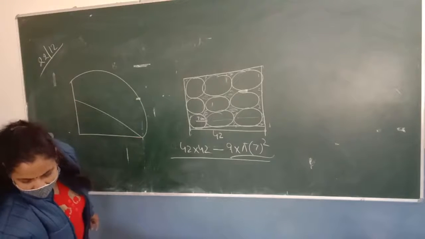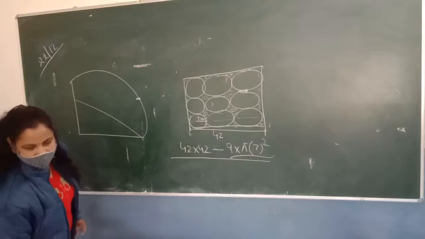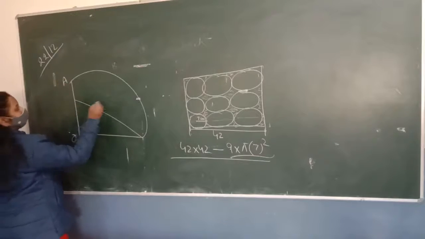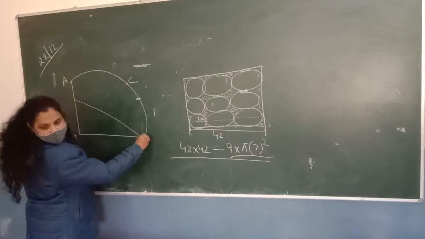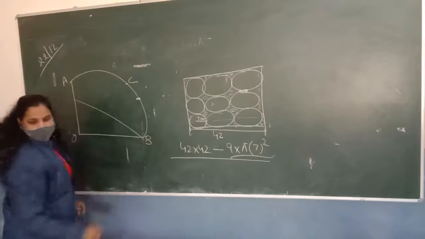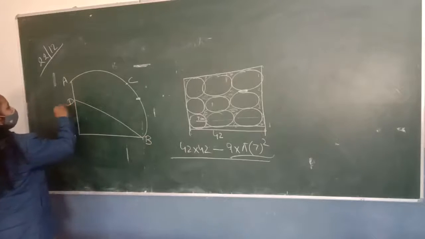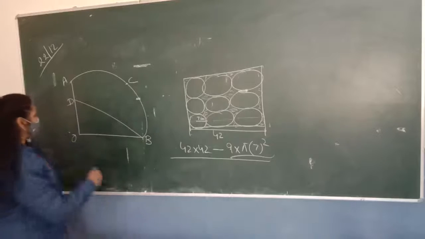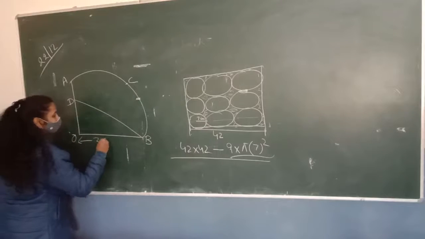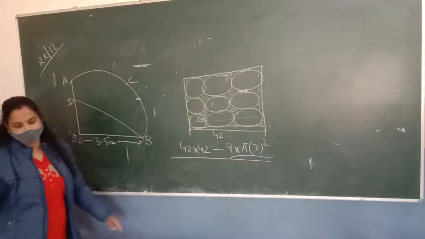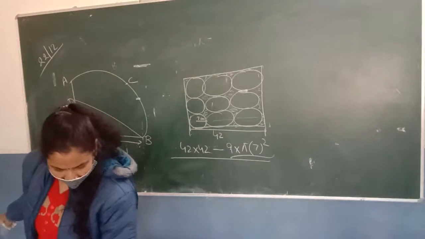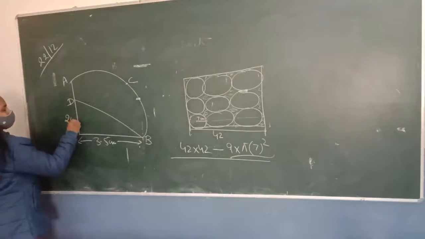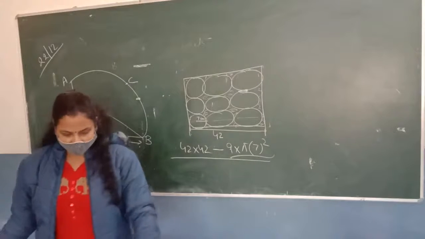The sides OA, C, this one is B, and this one is D. This is a quadrant having the radius 3.5 centimeter. The radius of the quadrant is 3.5 centimeter. If OD is 2 centimeter, the length of this OD is 2 centimeter, then I think we have to find the area of the shaded portion.